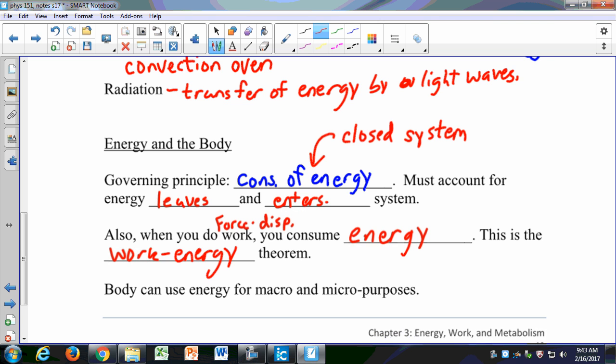And the body can use energy for macro purposes, like exercise, for example, or walking around, or micro purposes. This sort of gets into our basal metabolic rate. I expect you'll know what that means if you haven't yet. We'll get to it later. But it is the way that our body uses energy just to live. Our heart beats, our cells do different things, the energy required to live.